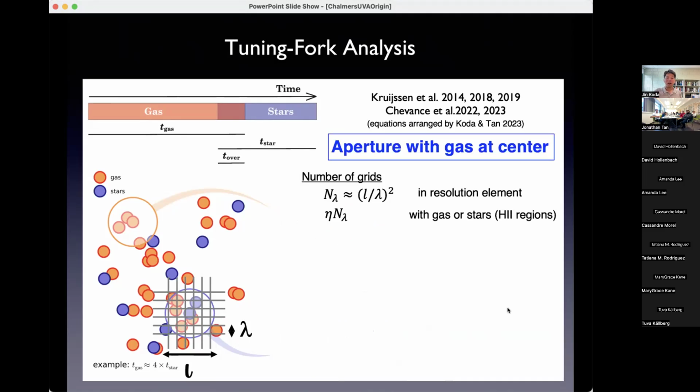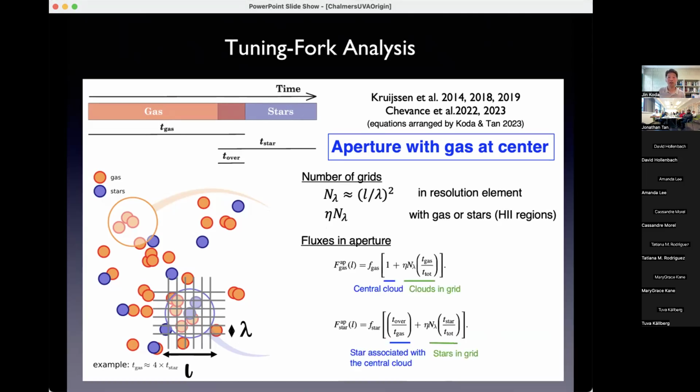With this setup, if you put the aperture on top of a gas particle or molecular cloud, the number of grids or cells within the aperture is something like (L over lambda) squared. That's the number of cells within an aperture. In each grid, some grids don't have star formation or gas, and some grids have gas or stars. So the fraction of the grids or cells that have star formation, which is basically the density of star-forming regions, is eta. If you multiply eta and N, it gives you the number of cells which have either stars or gas, so involved in star formation. Good?